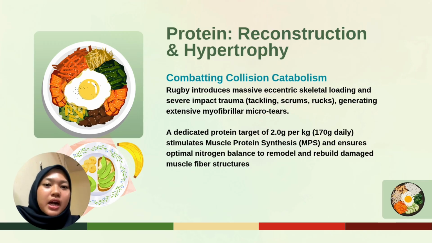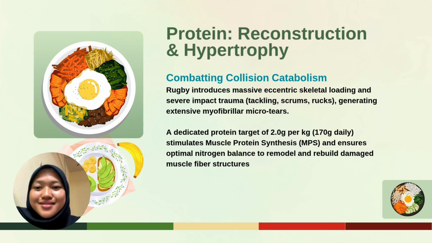Next is protein. Protein helps with reconstruction and also hypertrophy, which helps to combat collision catabolism. Rugby introduces massive eccentric skeletal loading and also severe impact trauma like tackling, scrum, and also rucks. And from those activities, it generates extensive myofibrillar microtears. So a dedicated protein target of 2 grams per kilogram, which is 170 grams daily, helps stimulate muscle protein synthesis, which is MPS, and also ensures optimal nitrogen balance to remodel and rebuild damaged muscle fiber structure.